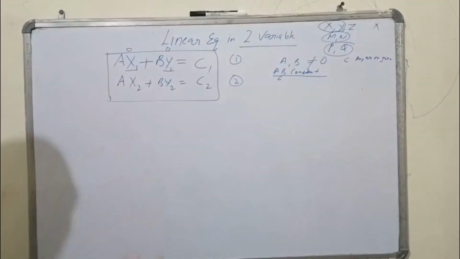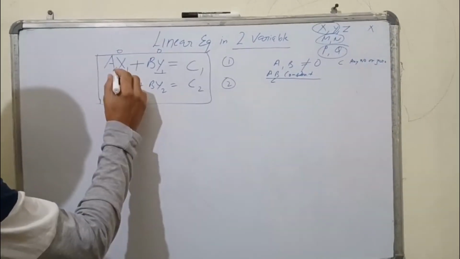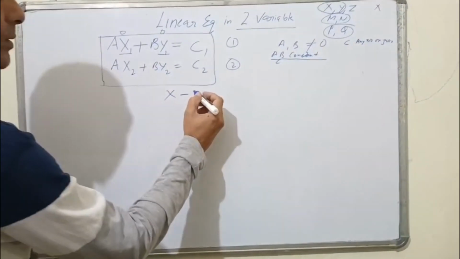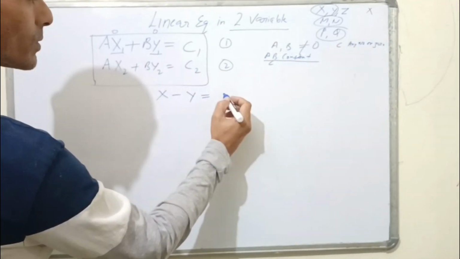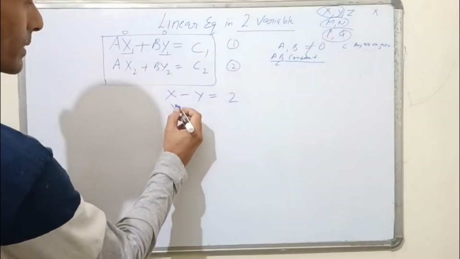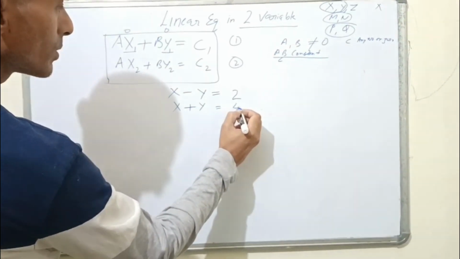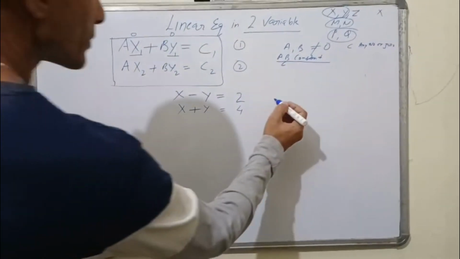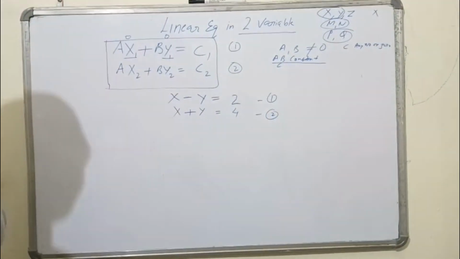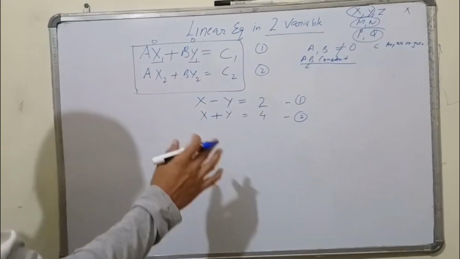Okay, let's take one simple example. I will make a question and then we will try to solve it. Suppose this is x minus y is equal to 2. Very simple. And the next equation is x plus y is equal to 4. This is equation number 1 and this is equation number 2. In order to solve these questions, it is very important to eliminate. We should try to eliminate a variable and reduce the equations.